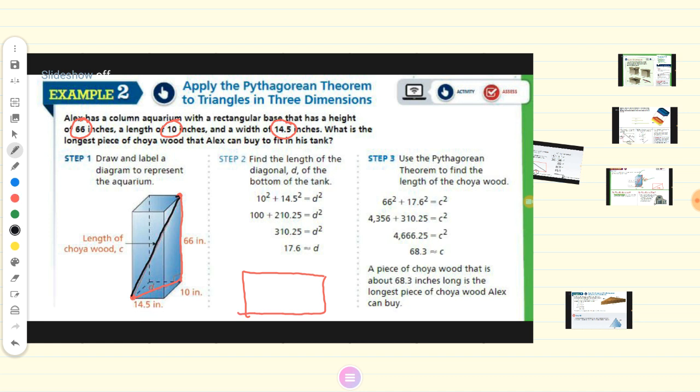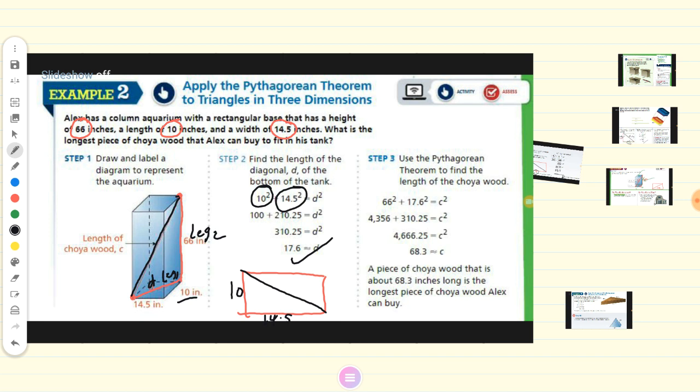So its diagonal, I can get it by the Pythagorean theorem. Its length equals 14.5 and width equals 10, as you see here. So if we calculate it, we can find D, which is leg 2. So we can say leg 1, leg 2. Okay? To find D, it will be 10 to the power 2 plus 14 to the power 2. After we add, we get D.